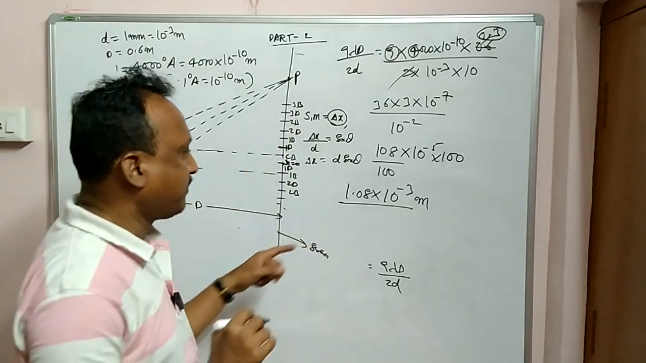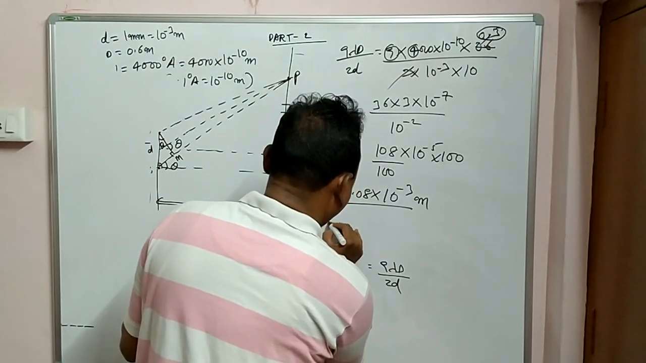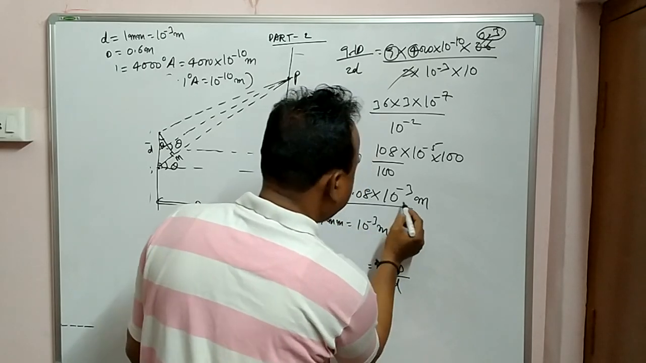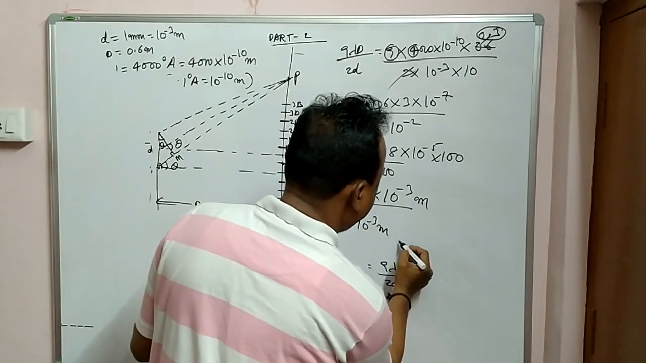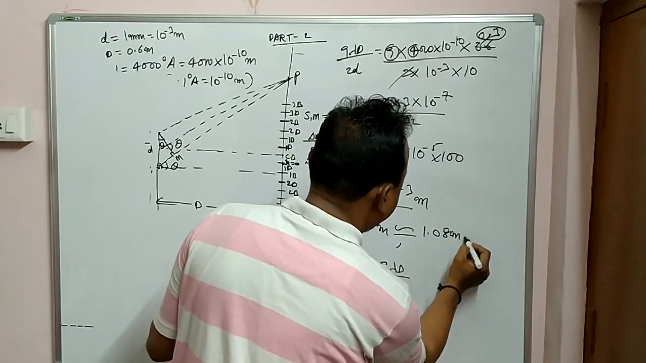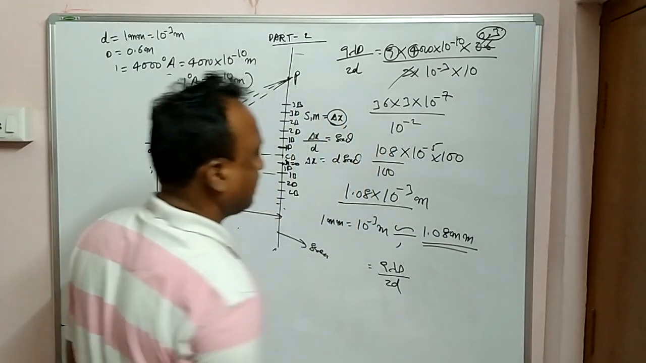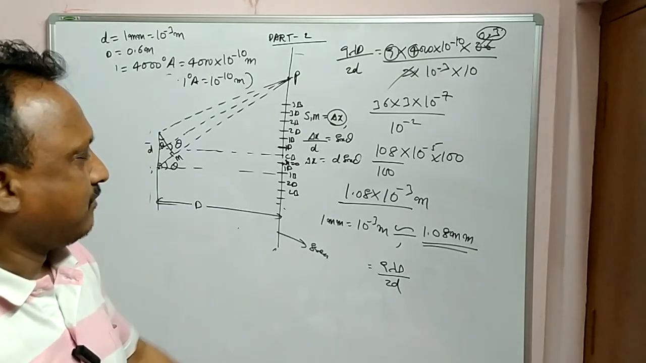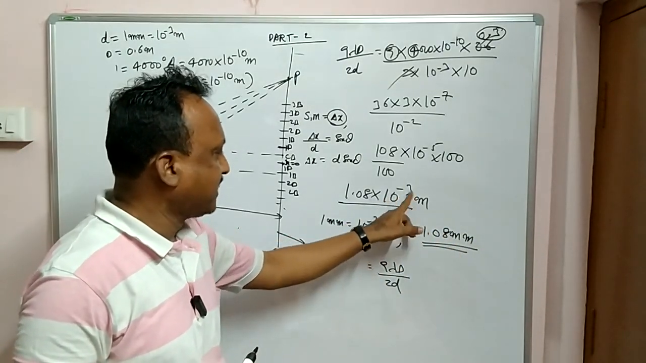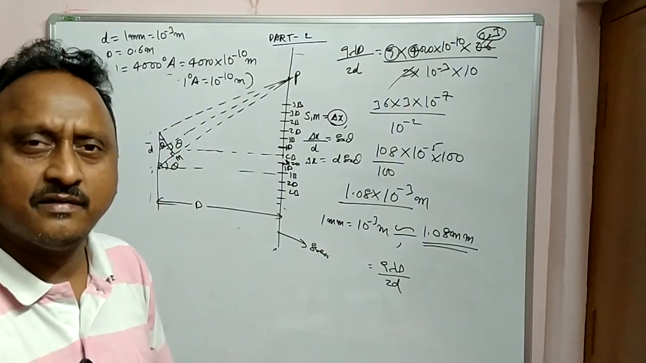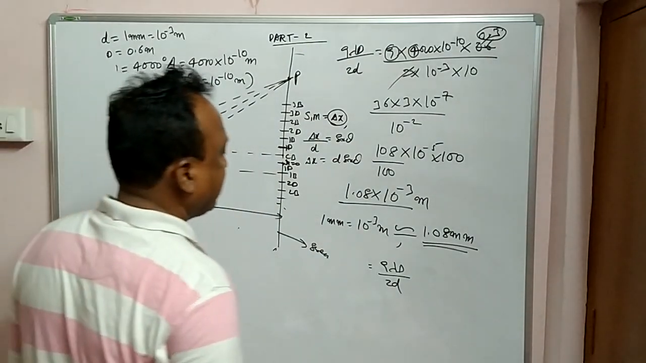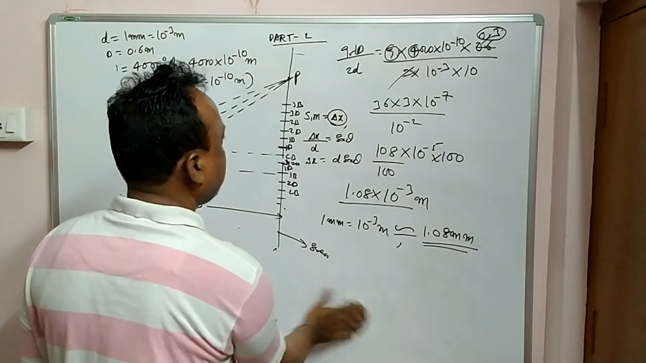And we know what 1 millimeter is. 1 millimeter is equal to 10 power minus 3 meters. So if you write it in millimeters, it is equal to 1.08 millimeters. Okay? Because 1 millimeter is equal to 10 power minus 3 meters. So 10 power minus 3 into this, therefore 1.08 millimeter is the distance between the 5th maximum and 10. So this is how you have to solve the problems.